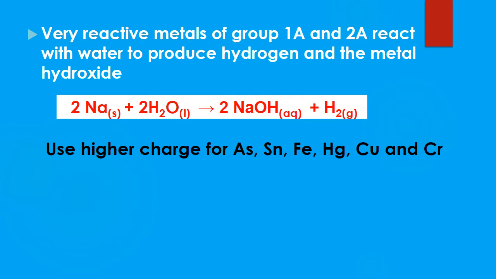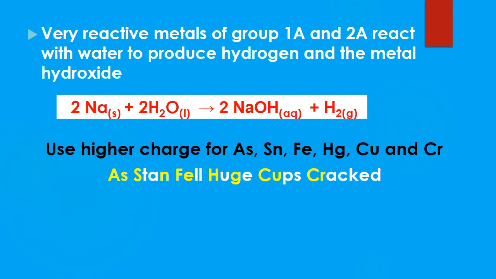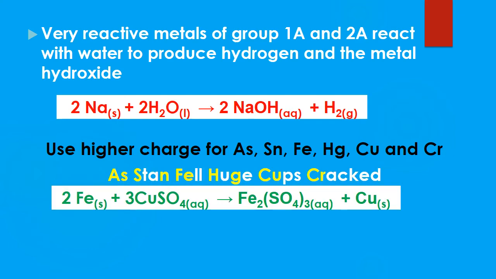And just to help us, if we're going to be using any of these transition metals, tin, iron, mercury, copper, chromium, we're always going to use their higher charge. So here we see iron reacting with copper sulfate, or copper 2 sulfate. Iron can replace copper 2 sulfate, and it does.